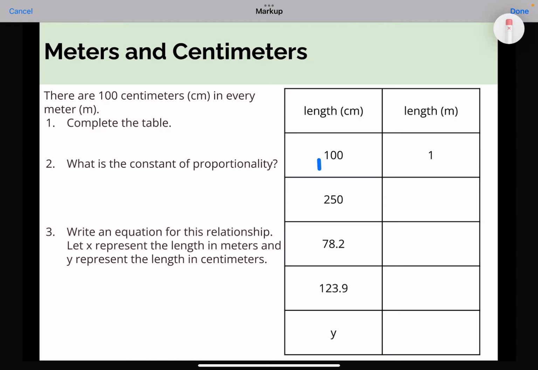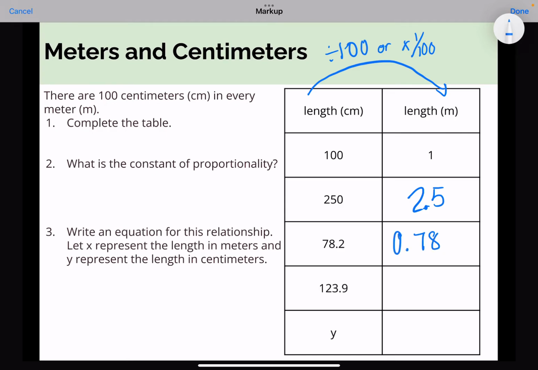All right, let's go ahead and move on. So from our length in centimeters to our length in meters, we can divide by 100, but our constant of proportionality always multiplies. So dividing by 100 is the same as multiplying by 1/100th. So 250 will end up 2.5. 78.2 will end up 0.782. And 123.9 is 1.239.